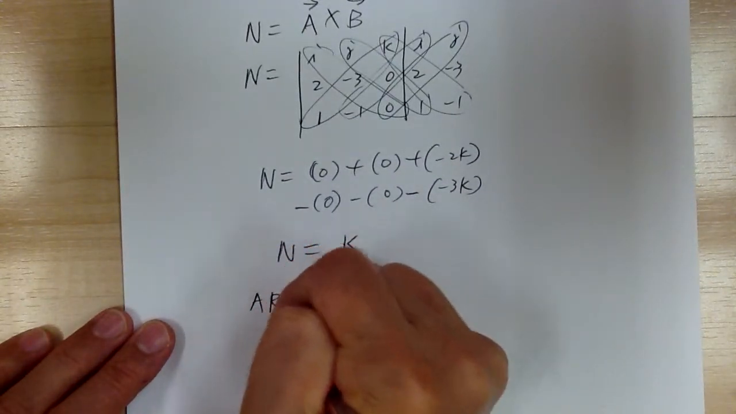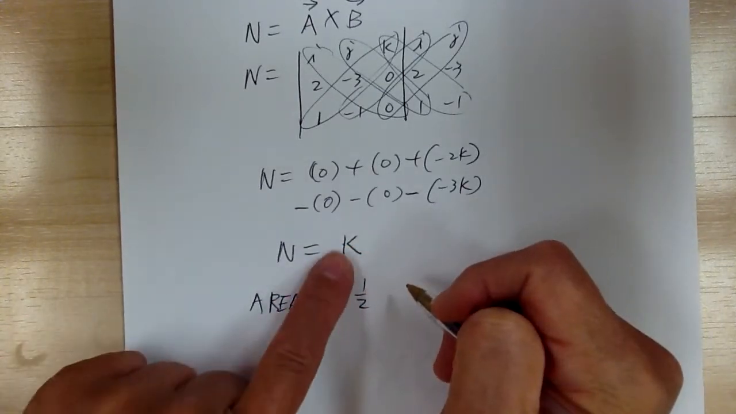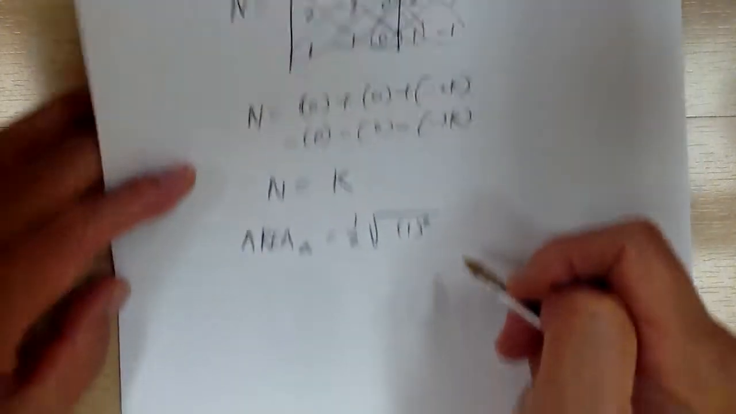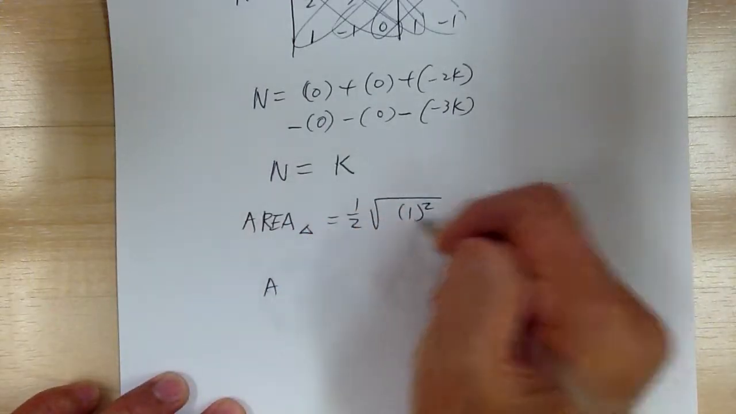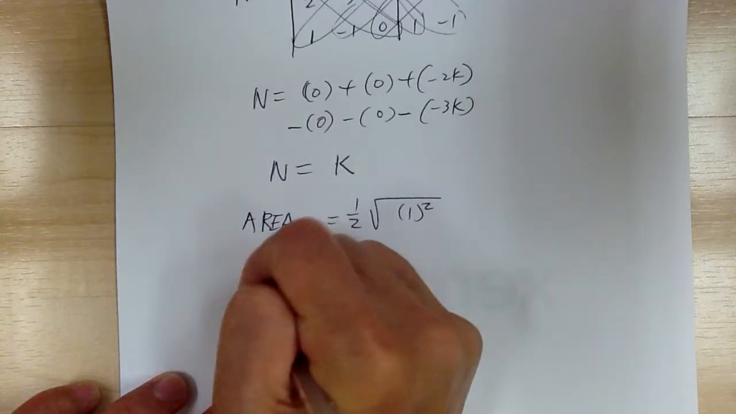And so the area of the triangle is equal to 1/2 of the magnitude of that, so it would be the square root of 1 squared, the usual Pythagorean theorem. There's only one number, so that's that. So the area of the triangle is equal to 1/2.